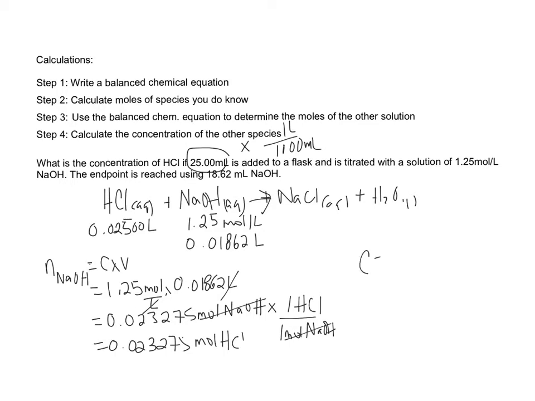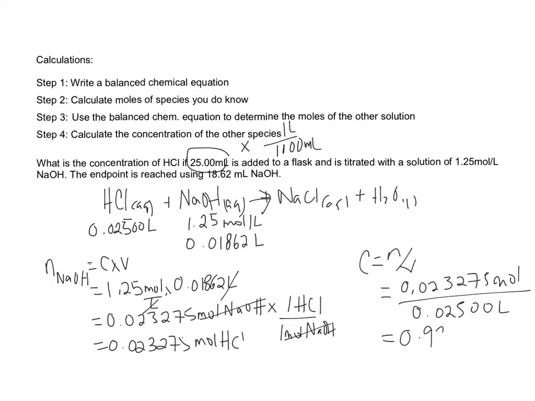Now, concentration is moles divided by volume, so 0.02325 moles divided by 0.02500 liters, and it is 0.931 mole per liter. So our hydrochloric acid that we had 25 milliliters of had a concentration of 0.931 moles per liter.